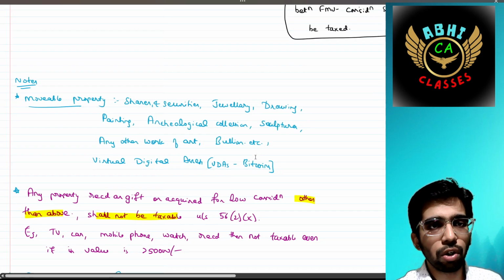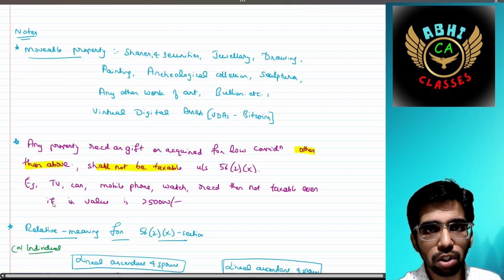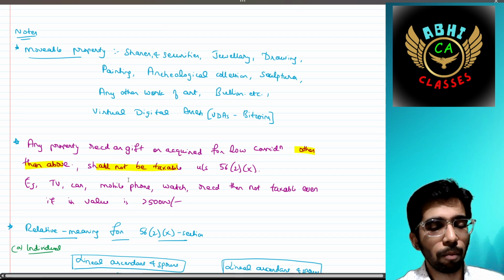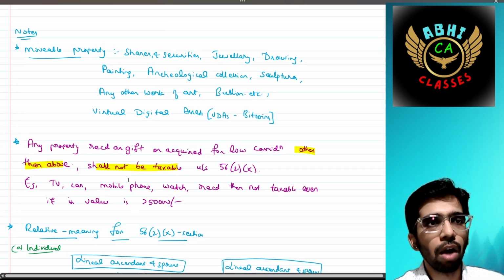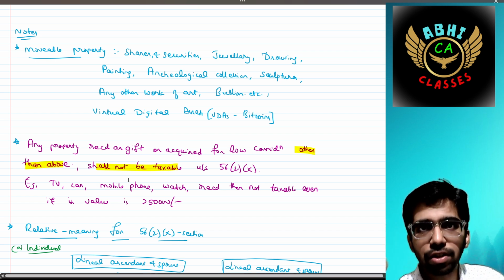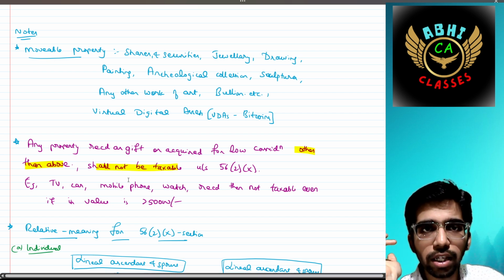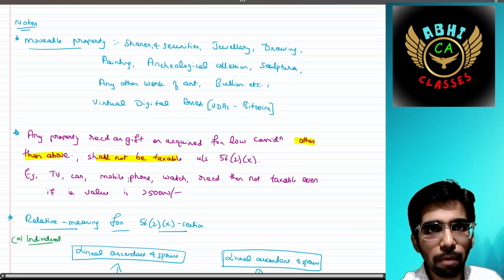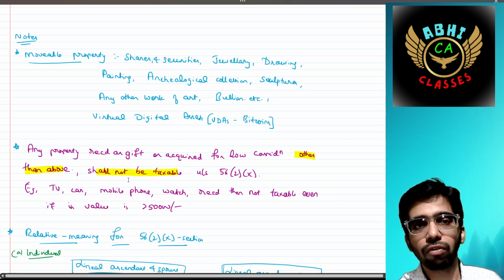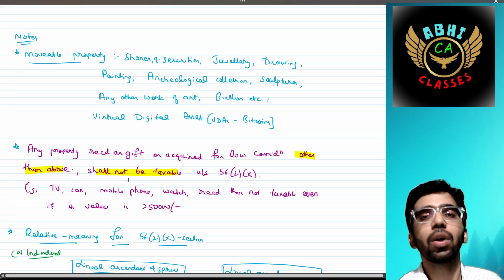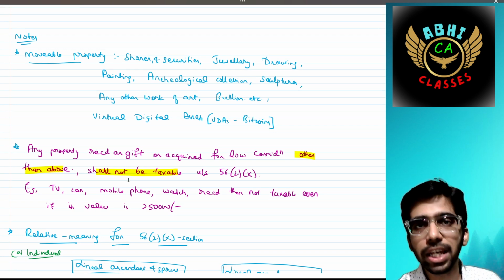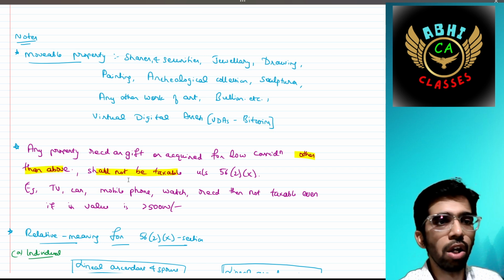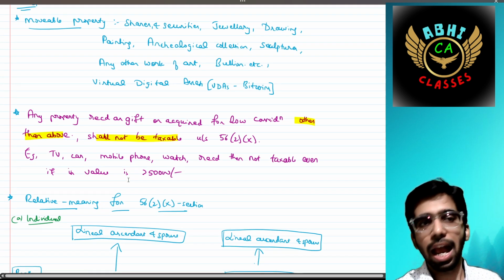Now we are going to discuss some notes with regard to movable property. What do you mean by movable property? Shares, securities, jewelry, drawings, paintings, archaeological collections, sculptures, any other work of art, bullion, etc., and virtual digital assets. In short, they are called VDAs. VDAs means bitcoins.